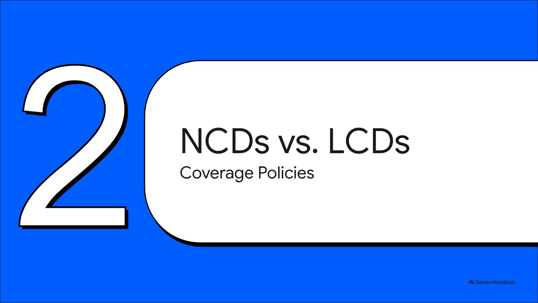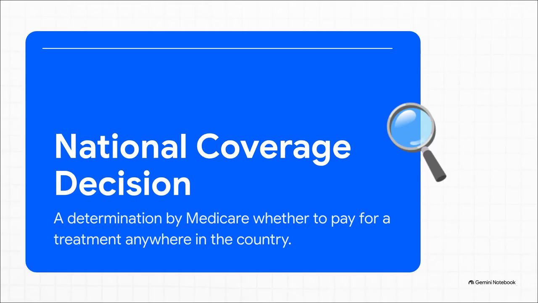Section 2. Coverage policies, looking at NCDs versus LCDs. Let's start at the federal level with the NCD, or National Coverage Determination. This is essentially a universal coverage judgment made straight from Medicare. It dictates whether the agency is going to pay for a specific treatment anywhere in the country. It's the ultimate federal baseline. Basically, if an NCD says a procedure isn't covered, well, it's not covered from coast to coast.